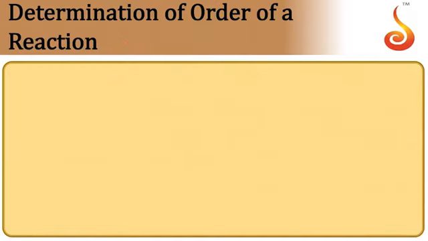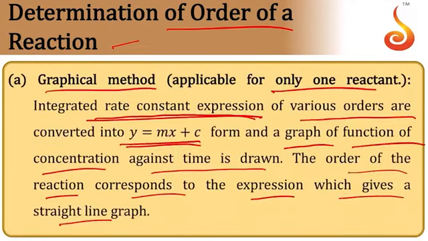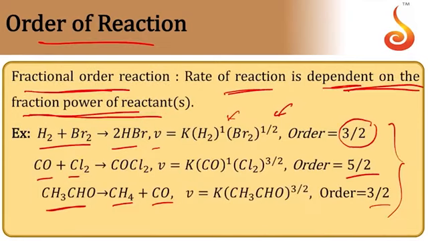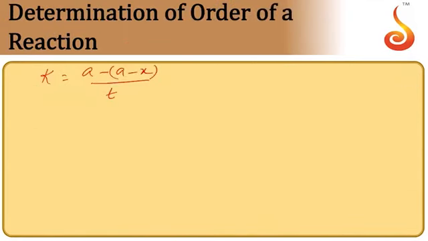For example, if you take a zero order reaction, rate constant K is given as (a minus x) by t. Let us bring this into the y is equal to mx plus c form. So that is to say Kt is equal to a minus x. Bring this to other side. So a minus x is equal to minus Kt plus a.